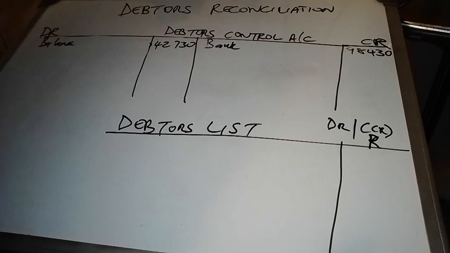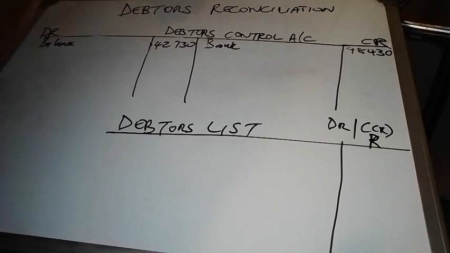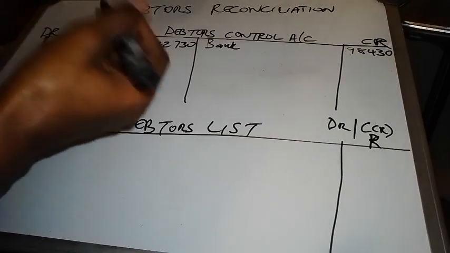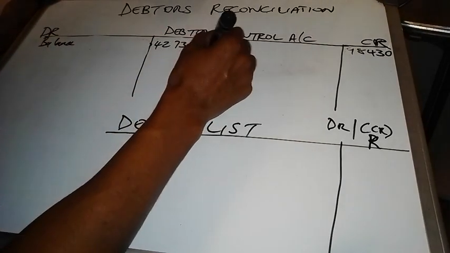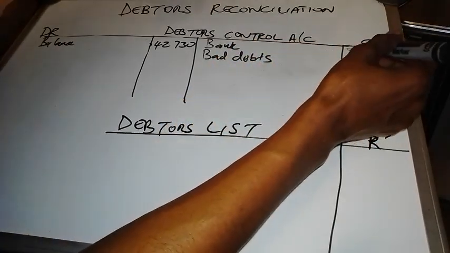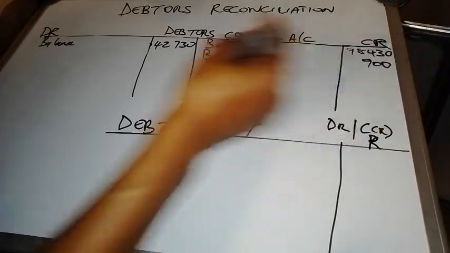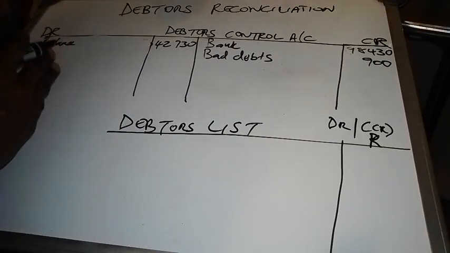Now the next item is bad debts. So we already know that a bad debt decreases a debtor's balance, because when there is a bad debt, it means you are writing off, you are giving up on one of your debtors because they are not likely to pay you, or maybe it's been long overdue, so we are not hoping for any payment. So we're going to have bad debts, right? How much is it? It's 900, right? That's your bad debts. Now we are done with the debit side of the debtors control account.